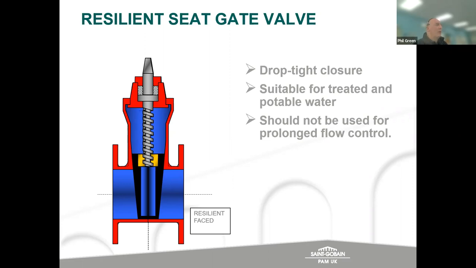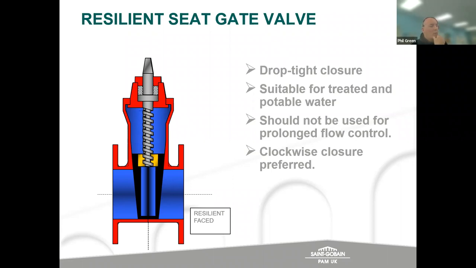You can open these to let a minimum flow through for a short period of time, but you shouldn't use these for throttling or flow control, because they're not designed to do that. And if that's the case, you could end up damaging the resiliency gate within the valve. And normally these are clockwise closing, but there are variations on this.